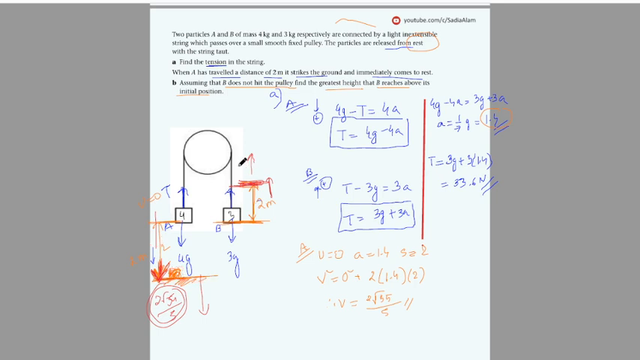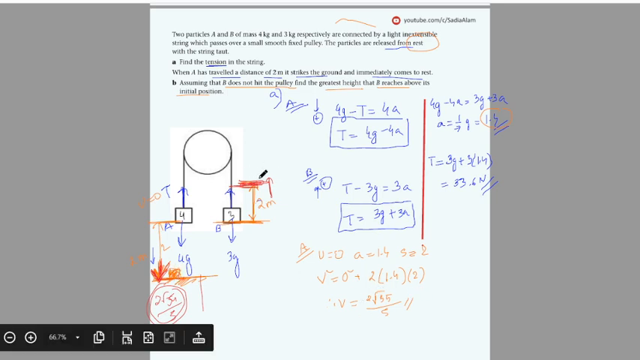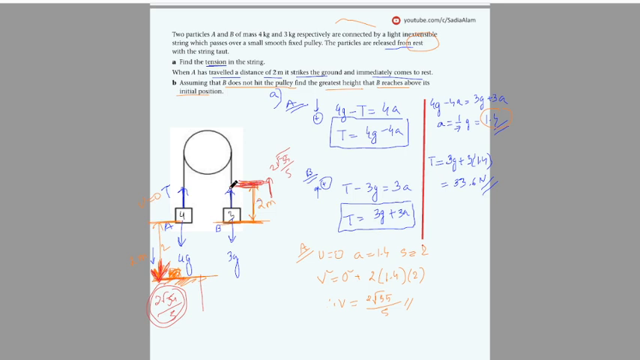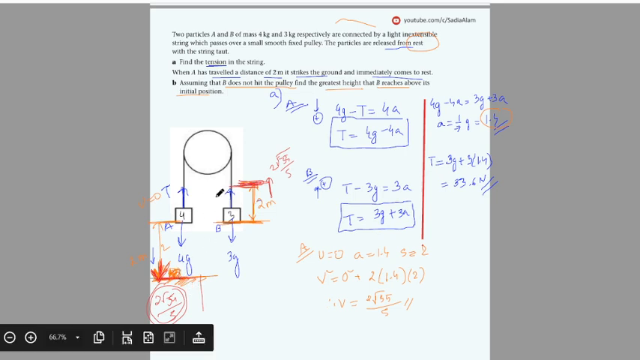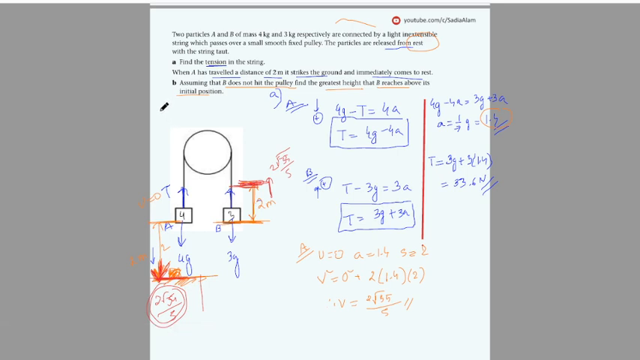Inertia means it continues in the direction of motion. It cannot just stop suddenly. It continues the motion. So when A hits the ground with this velocity, B was moving with the same velocity, 2√35 by 5. So in this situation, when A is no longer moving in downward direction, the string becomes loose. The string slacks. So tension equals 0.